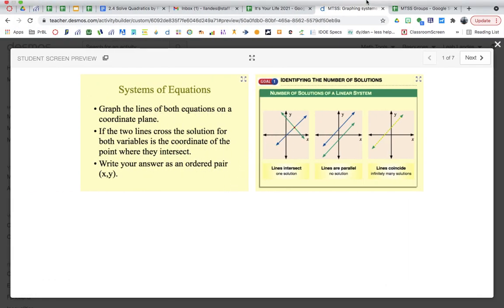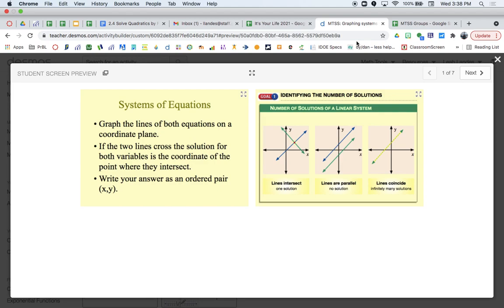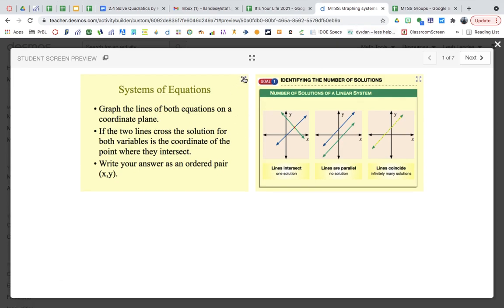To solve a system of equations by graphing, you just need to draw the two lines on the coordinate plane and then find the spot where they cross. And that ordered pair where they intersect is your answer, or your solution.